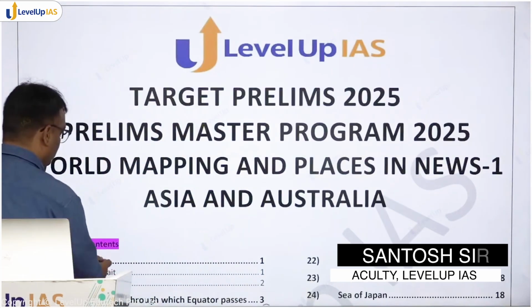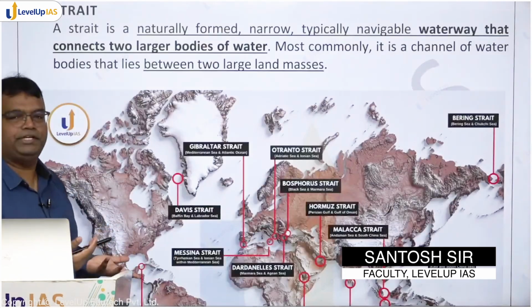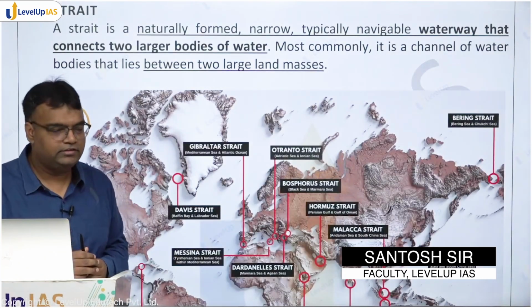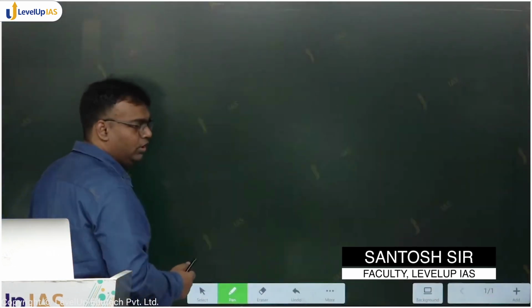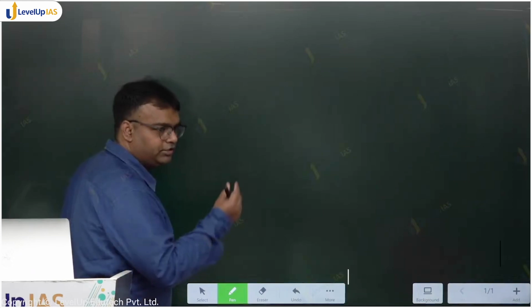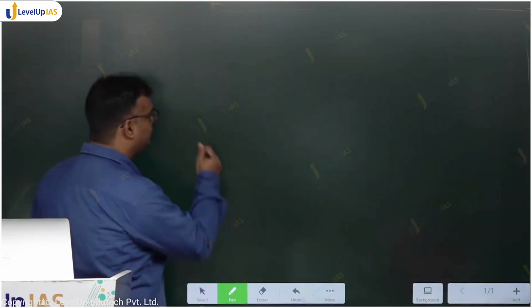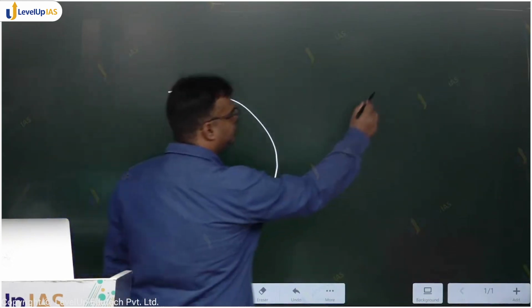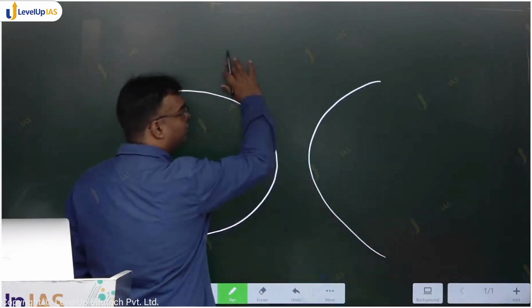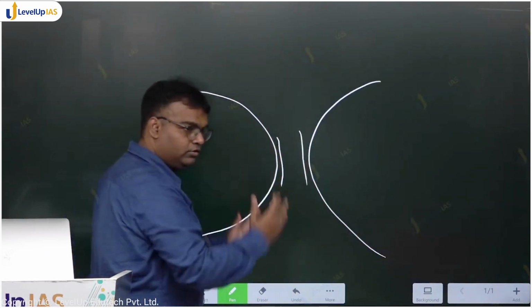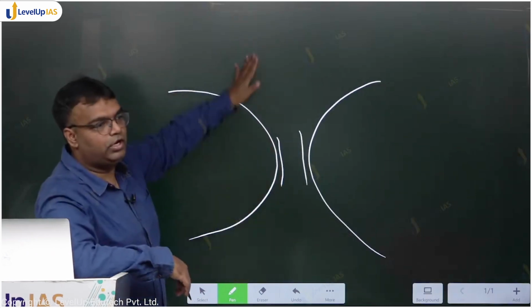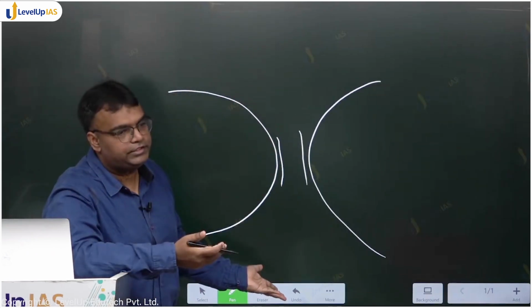First we want to understand what a strait is, do we all understand it? When we talk about a strait, basically we refer to two large bodies connected by a small body. So let's say this is a land mass, this is another land mass, here is a water body, here is a water body, this small water body which is connecting these two large water bodies is a strait, right?